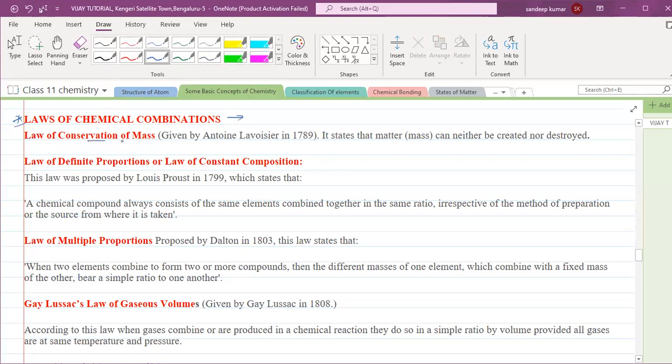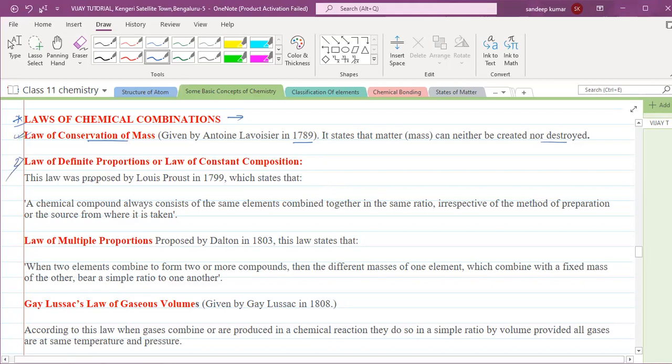Law of conservation of mass. As you can read in the statement, it was given by Antoine Lavoisier in the year 1789. This date is not important. This law states that matter can neither be created nor be destroyed, or we can say in a chemical reaction, the mass of reactants is equal to the mass of products. This is called the law of conservation of mass.